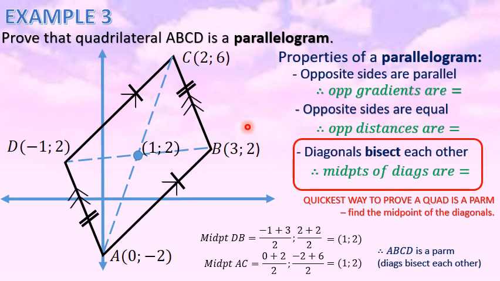Don't forget to include the reason that the diagonals bisect each other. So we're repeating this property of a parallelogram.